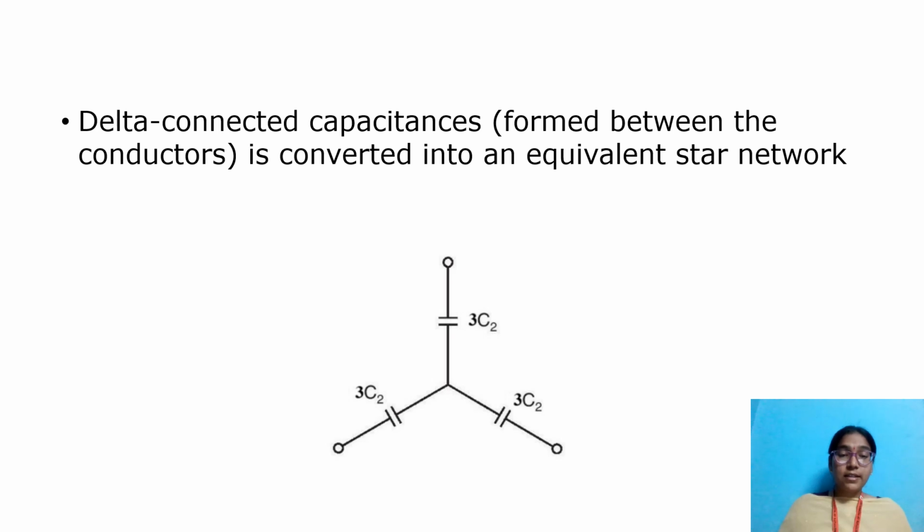Here is the delta connected system. It is the middle part of the conductors. The delta connected capacitances formed between the conductors are known as delta connected capacitance. This is converted into an equivalent star network. See the equivalent circuit of the star network.